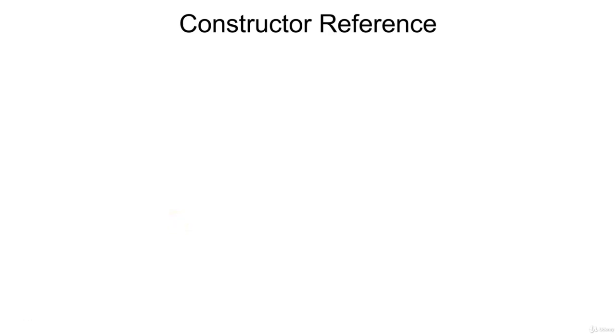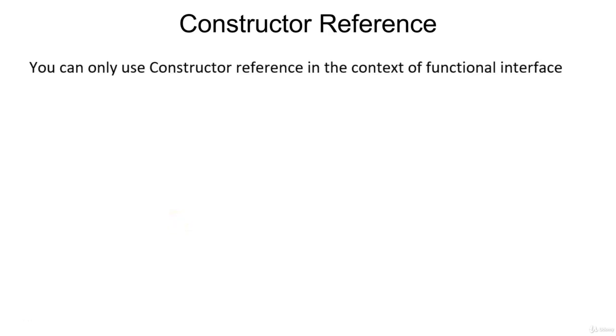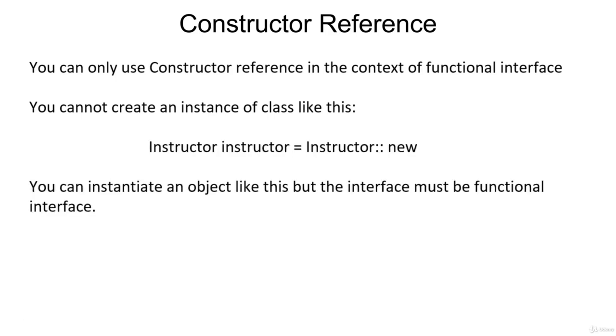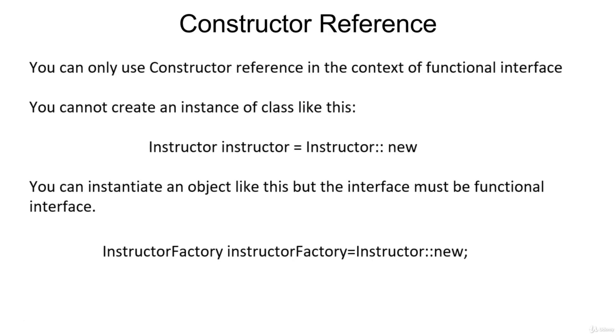In this video, we will look at constructor reference. You can only use constructor reference in the context of a functional interface. You cannot create an instance of a class like this: Instructor instructor = Instructor::new. You can instantiate an object like this, but the interface must be a functional interface. InstructorFactory factory = Instructor::new.